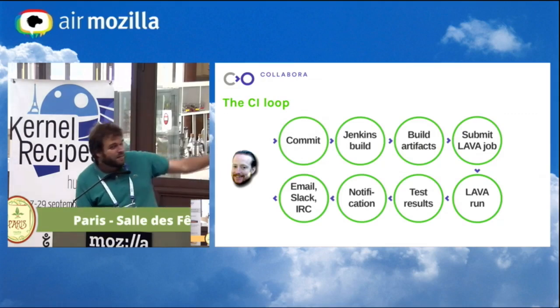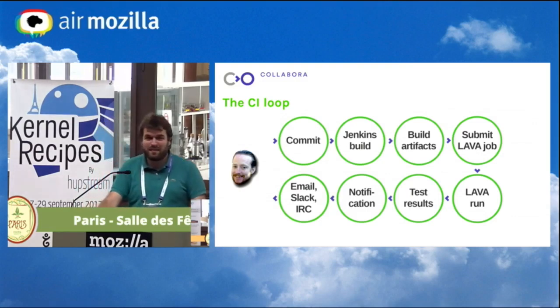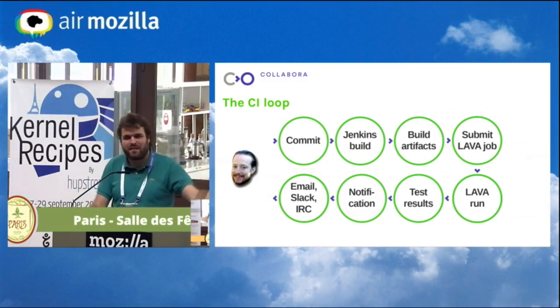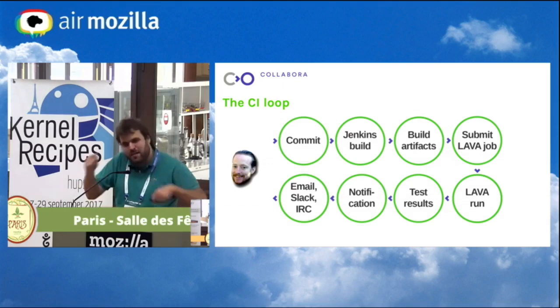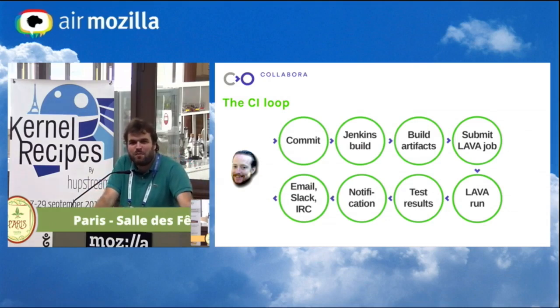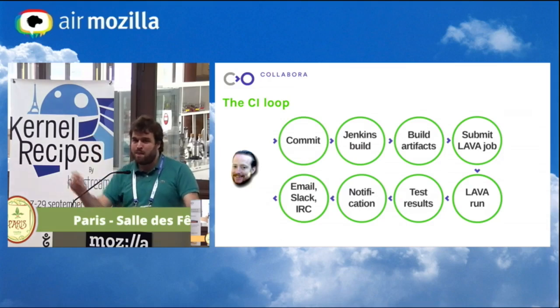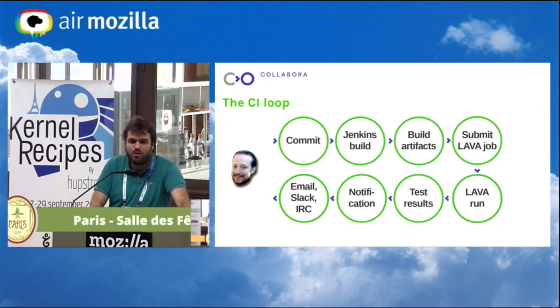As we can see, on the left, we have our developer, and he does a commit, and he pushes it to something, right? GitHub, GitLab, or some other Git thing. And then that tells Jenkins to do a build. So Jenkins does its build, and then you get some build artifacts, probably an image, a device tree, a kernel, some things. Then Jenkins, from these build artifacts, submits a Lava job. Then Lava runs, and that produces test results, which are probably some kind of YAML file or something, and then Lava can send a notification back to the user through email, Slack, IRC, or whichever people are using, saying, oh, you broke something.